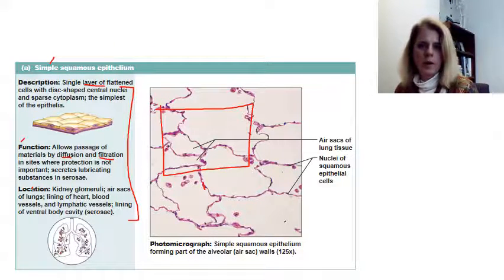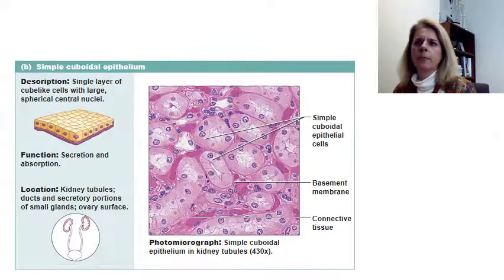And so think about, where do you have diffusion? Where do you have filtration? Well, you have that in your kidneys and in your lungs. So the lungs allow gas exchange. The kidneys allow filtration of the blood. So that's where you would find those.